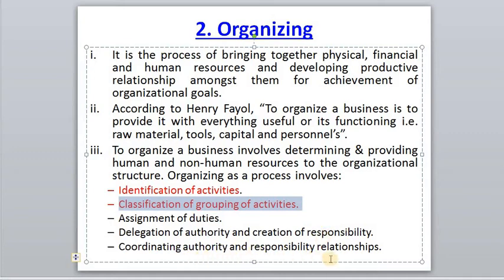Then coordinating the authority and responsibility relationships. There should be coordination and interlinking between the various authorities and responsibilities. If there is a relationship between the various authorities, the construction work will be done more precisely. So in this way, the second point is organizing.